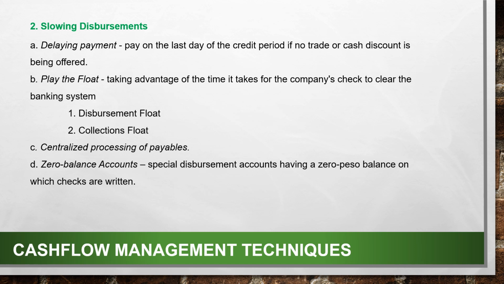And next we have zero balance accounts. These are special disbursement accounts that have a zero balance on which checks are written. They are actually parang self-liquidating accounts. So when you issue a check, after that, the balance of that account will be automatically zero.